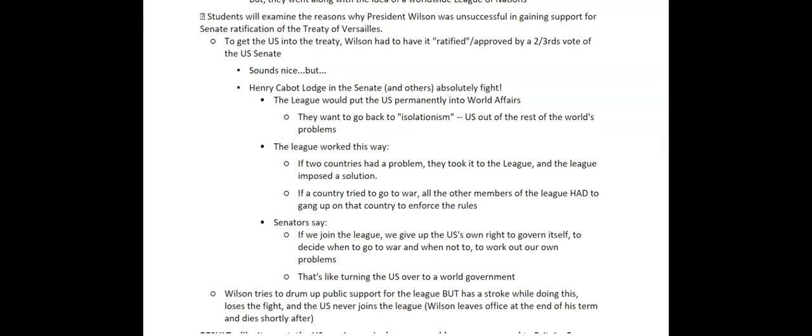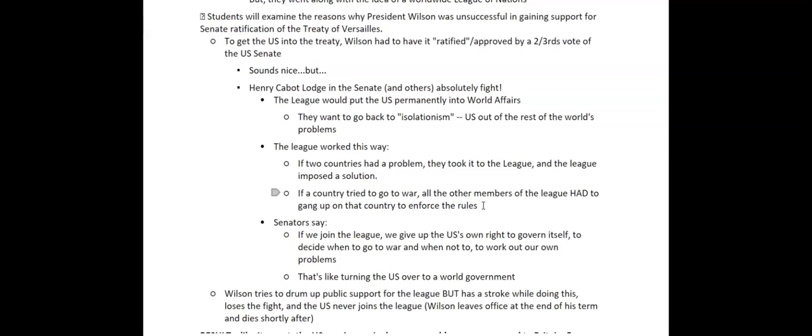Here's how the League worked. Notice this. If two countries had a problem, like a border dispute, they took it to the League, and the League would figure out a solution and impose it on them. If one country got out of line and declared war on another, all the other members of the League agreed that they had to gang up on that country, like a kind of gang of cops, to put that country back into line, right? So that was how it was enforced.